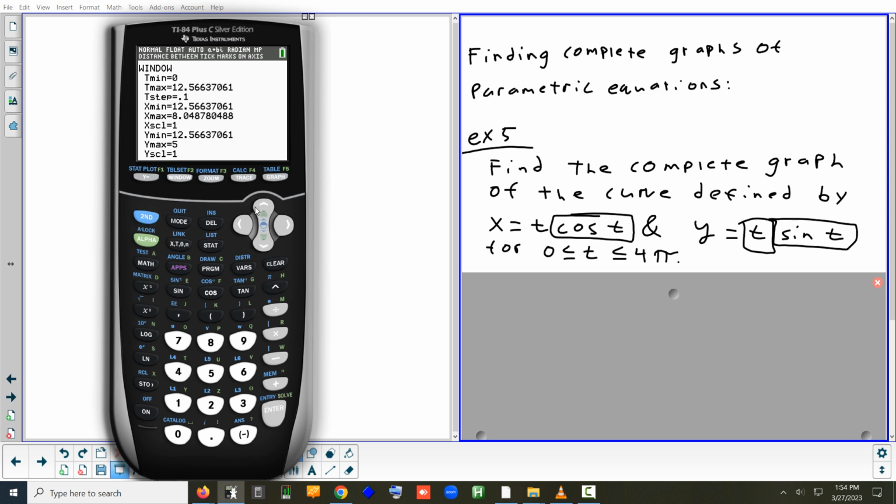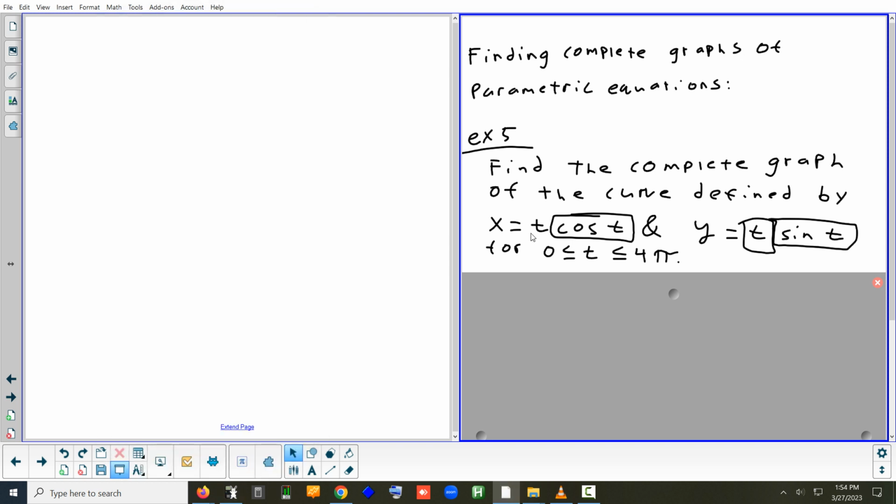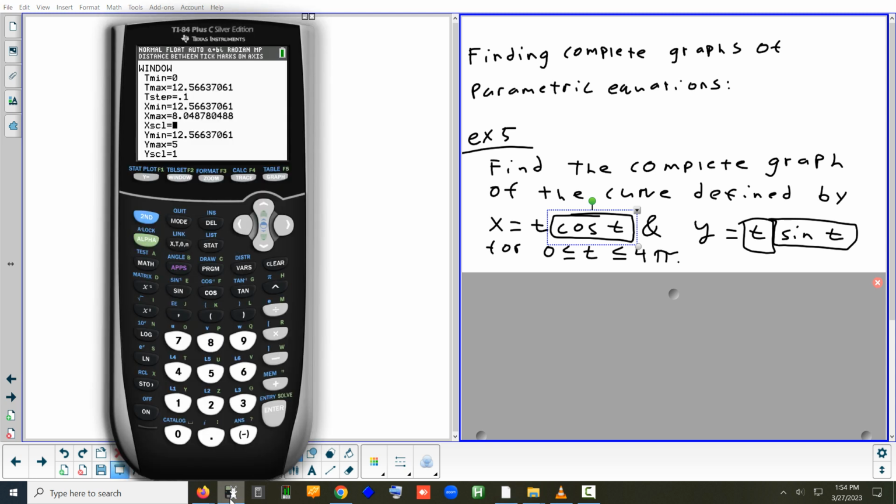Now, same thing with the minimum. The smallest cosine could ever be is what? Negative 1. And if that lined up just right, the smallest number that could ever come out of this formula is negative 4 pi. So let's put that in. This is probably more than we need. So we're going to do 4 pi's and negative 4 pi's everywhere. So that should cover everything.